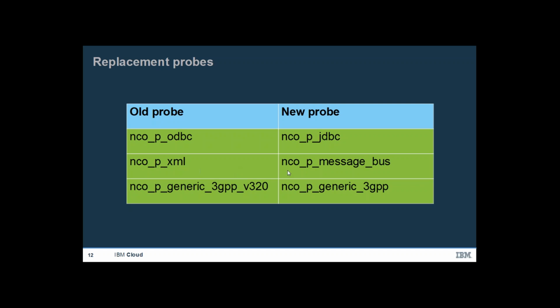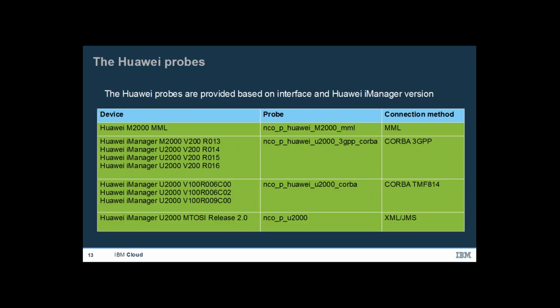There's a new name for the XML probe, and it's just called the message bus probe. So in 8.1, you'll be using the message bus probe, but it's basically the same probe with enhancements to it. And then the generic 3GPP probe with version 3.2.0 was replaced by an unversioned version of the probe, which includes an option to set the 3.2 versioning on the 3GPP interface, but it also supports up to 7, I think 7.1.